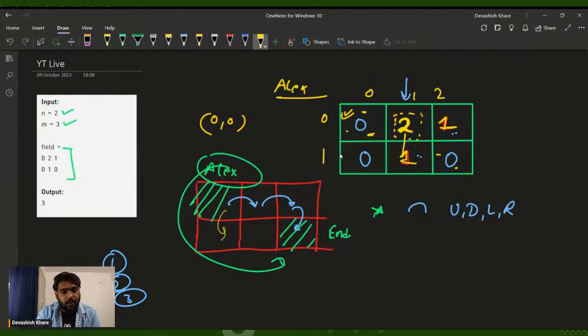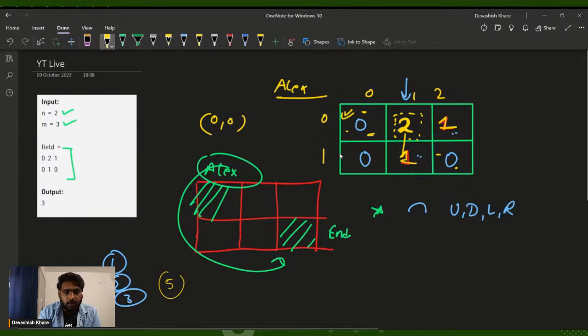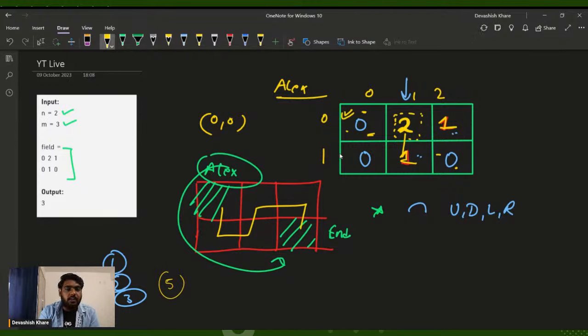He can take this step one, two. Then he can again go up three. Then he can again go here four. Then he can again go here five. If Alex takes this path, okay, it is a little messy now, let me clear it up. If Alex takes this path, you can see that this path has 5 steps, okay? And the previous path that we chose had 3 steps.